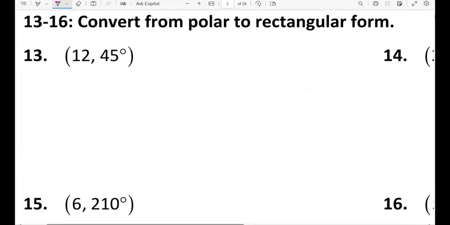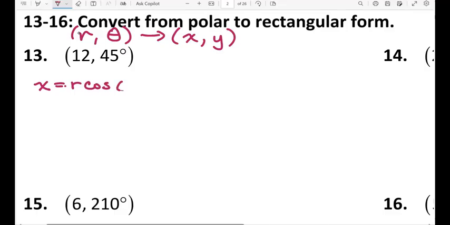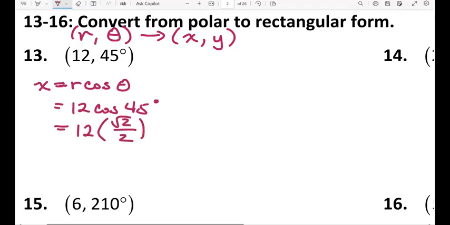In 13 through 16, we're converting from polar, which is r comma theta, to rectangular, which is x comma y. So we know that x is equal to r times the cosine of theta, and r is 12, and theta is 45 degrees. The cosine of 45 degrees is the square root of 2 over 2. So if we simplify, that's 6 times the square root of 2.